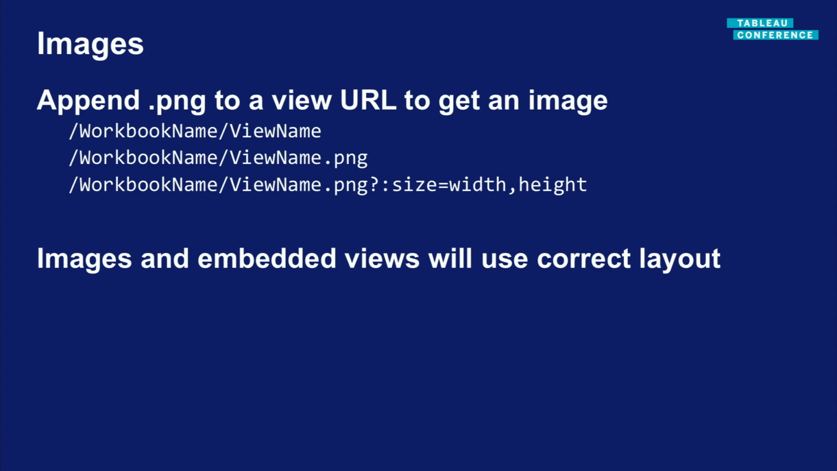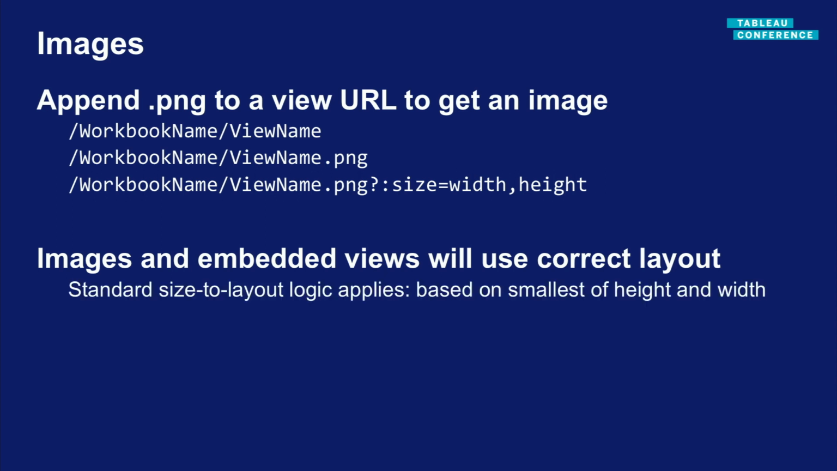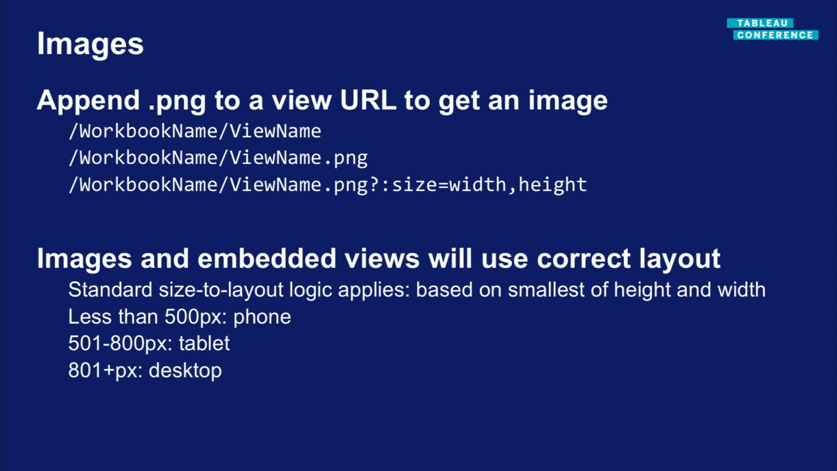Both images and embedded visualizations will use the correct layout. So if you have set up a phone layout or a tablet layout, the normal size to layout logic applies here. And this is, for those who aren't familiar, based on the smallest of the height and width that is sent to server. So if it's smaller than 500 pixels, either high or wide, you'll get the phone layout. Between 501 and 800, you get the tablet. Above 801, you get the desktop layout.